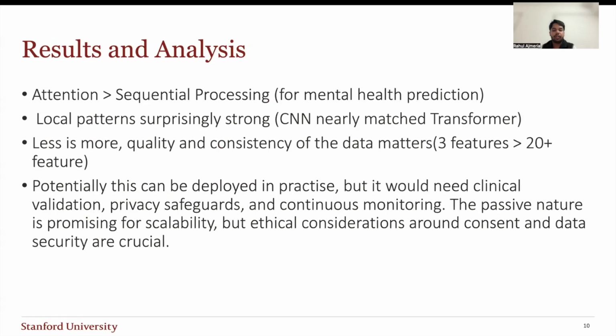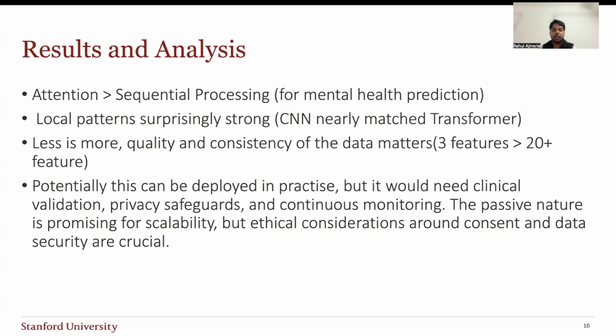In the case of convolutional neural networks, 1D convolutions extracted local patterns efficiently. Finally, the transformer architecture used multi-headed attention to capture non-local patterns, positional encoding to preserve temporal order, along with layer normalization that ensures stability.